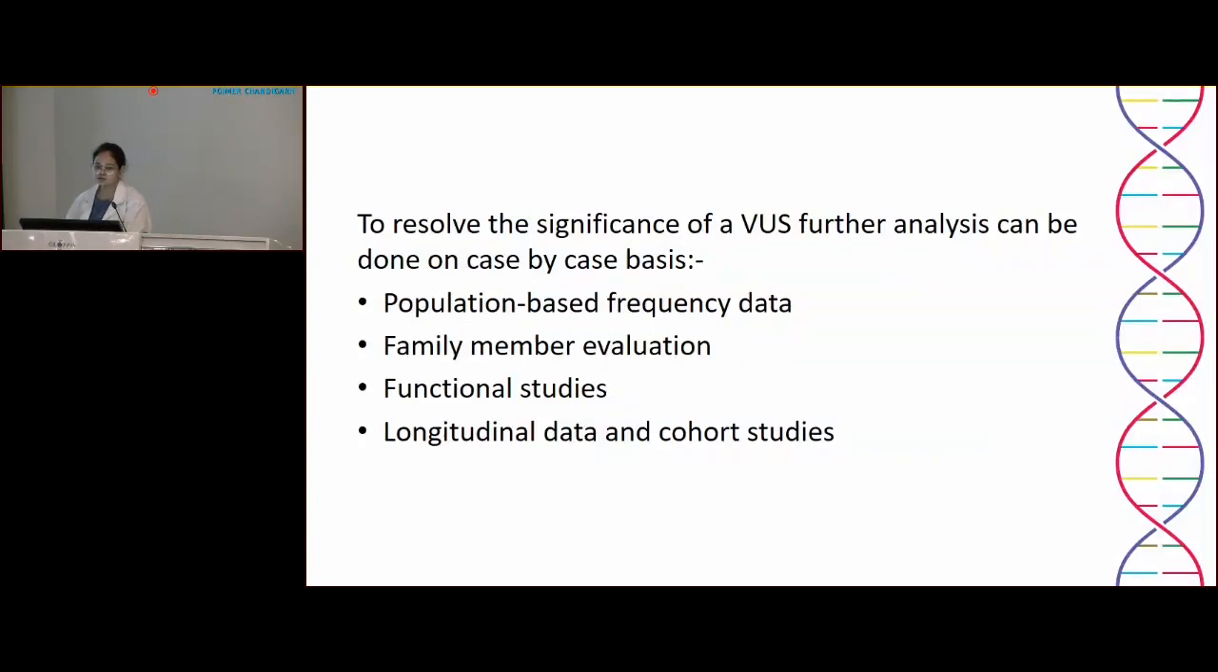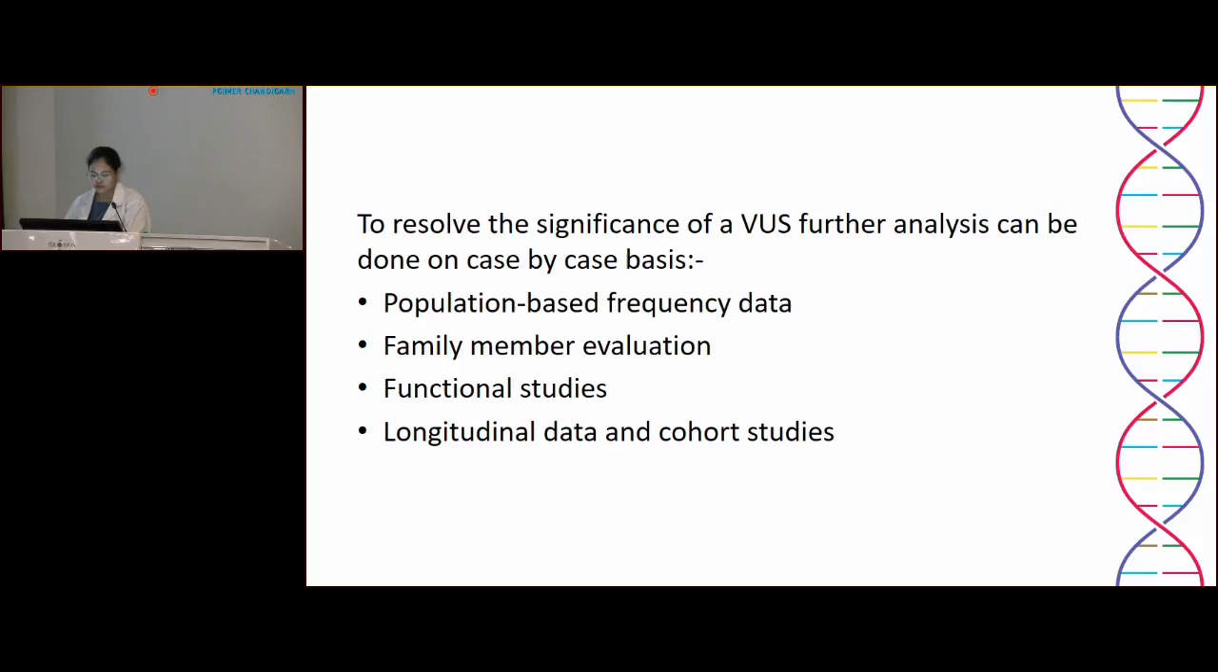And then comes the functional study. Actually, this is the way out for interpreting the VUS. However, it is very difficult, and one needs to have a proper research lab for this, and it is not a one day's job. It takes a lot of time and effort to decipher a variant's pathogenicity in a research lab as well.